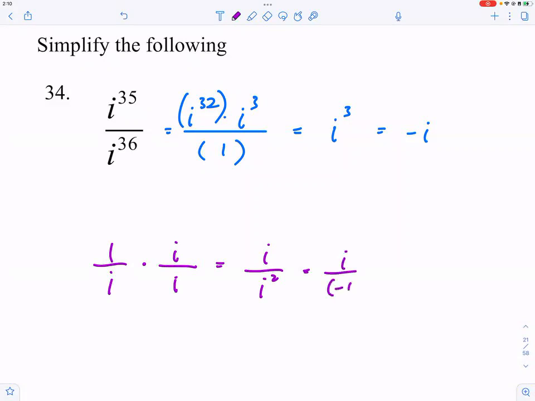And we know i squared is negative 1. So therefore, the answer is still going to be negative i. So I'll let you be the judge to choose which one is more convenient. My guess is that you would prefer the top one because you don't have to work on the rationalization. Okay.